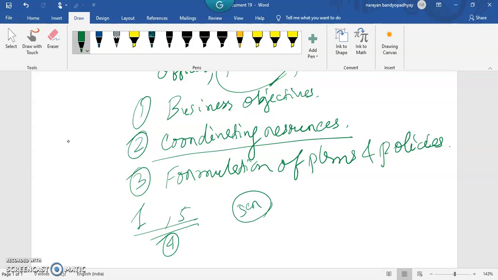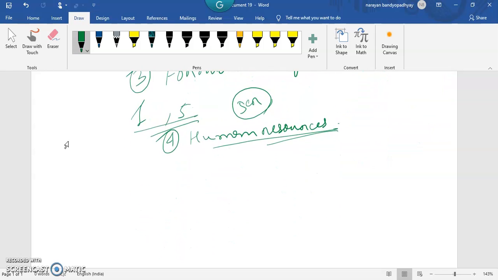Number 4, managing the human resources. Human resources means the employees. All the employees should be managed, whether by positive motivation or negative motivation, direct control or indirect control. Each and everything they will look after, whether the employees are working properly or not. If they're not working, then stringent action, meaning strict action, is to be taken against them.